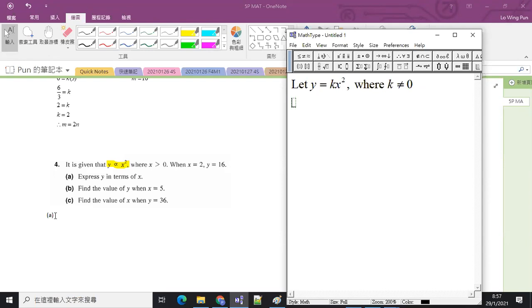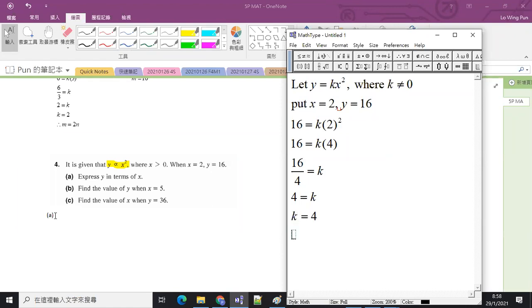Okay, and we do the same thing. Put x equals 2, y equals 16 into our equation. So 16 is equal to k times 2 square. The square is for the x, so when x is replaced by 2, then it is 2 square. So 16 is equal to k times 4, right? Because 2 square is equal to 4, and then divide the 4 to the left-hand side, and you get 4 is equal to k, which means that k is equal to 4.